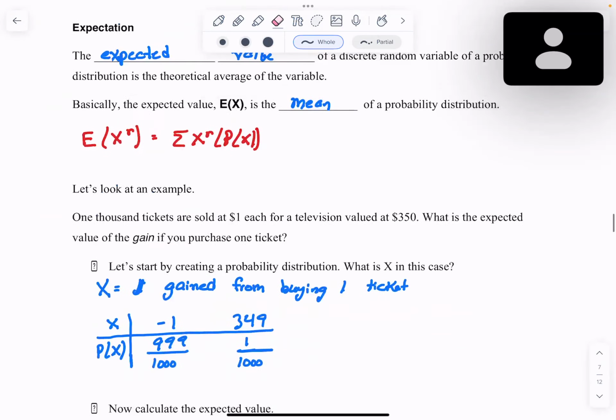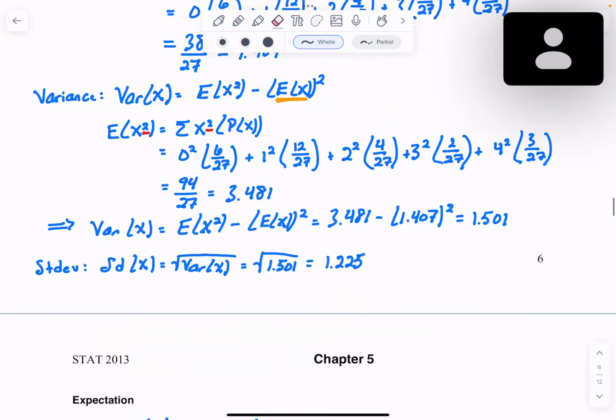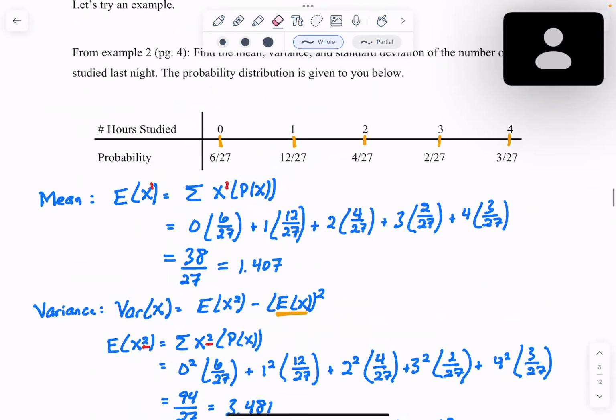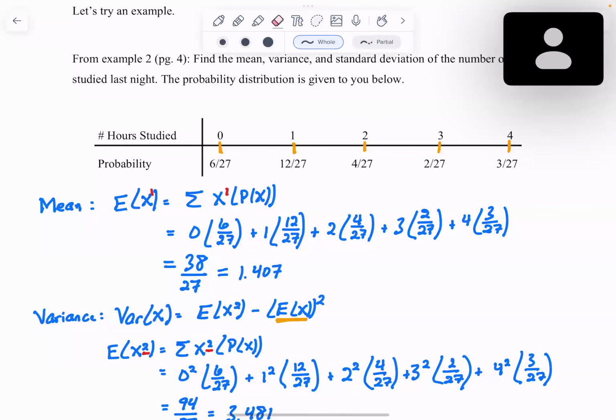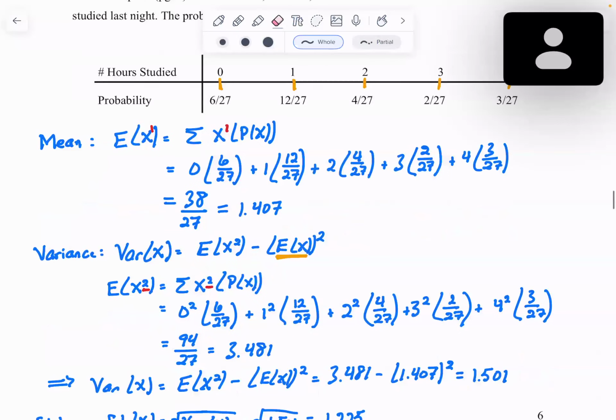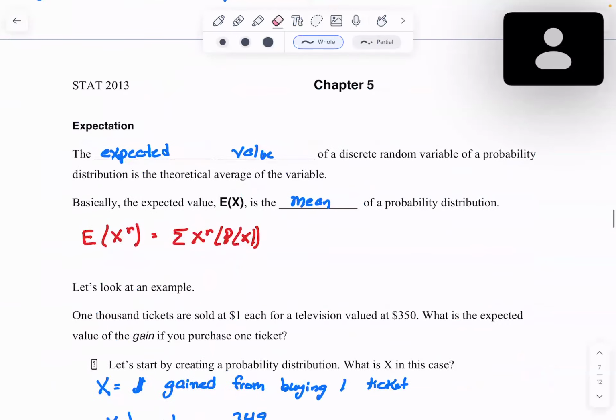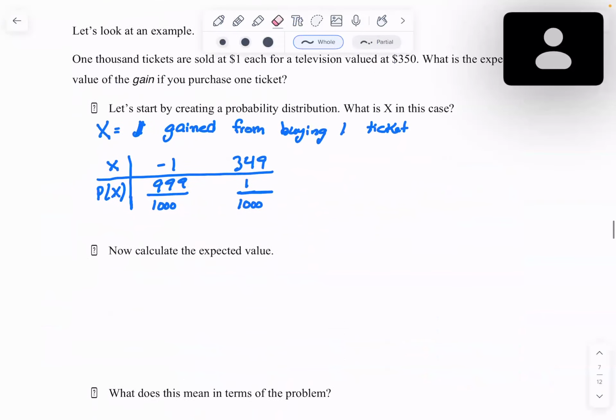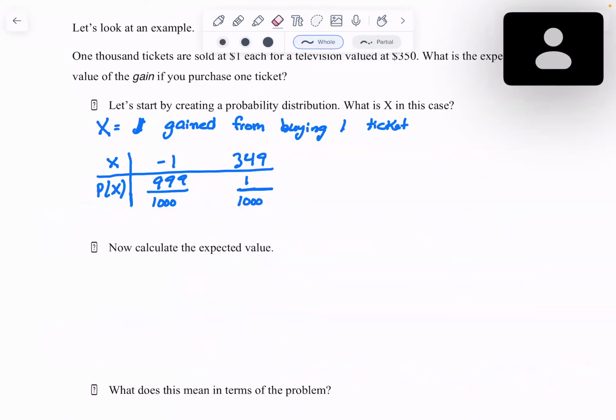So if I go back to this question here, where we looked at the number of hours studied, we would just say the mean number of hours studied was 1.407 hours last night. So I want you to interpret that whenever you get to here. The mean amount of money you lose or gain when you buy one ticket is whatever you get for the expected value. And we'll pick up there on Wednesday.